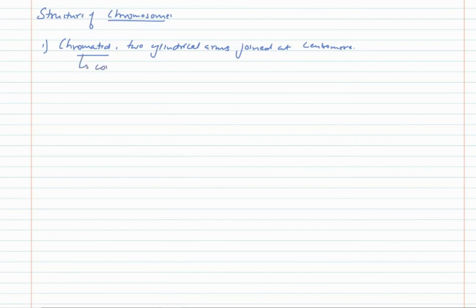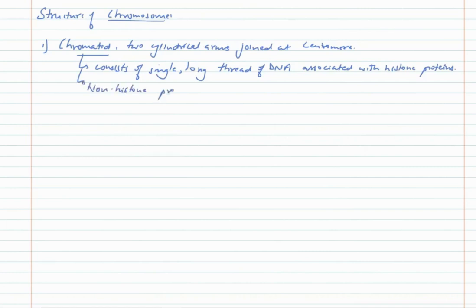Each chromatid consists of a single long thread of DNA associated with histone proteins, which help in the packaging of DNA. Non-histone proteins and RNA are also present.